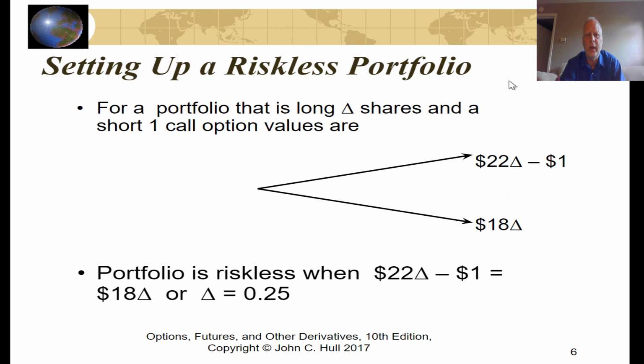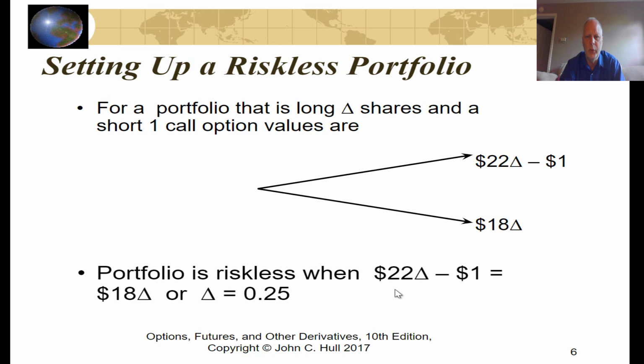We will now look at how to value that option by setting up a riskless portfolio. Consider a portfolio that is long delta shares and short one call option. If the stock price goes up to $22, the value of this portfolio is $22 times delta minus $1, the value of the short call option. If the stock goes down to $18, the value of this portfolio is $18 times delta, with no correction for the option since it expires worthless.